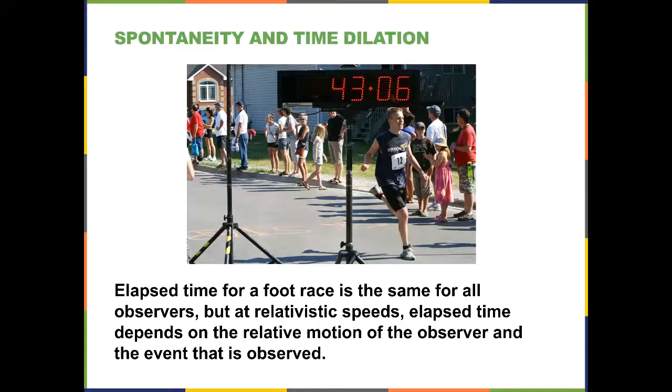So let's first talk about the effect of these postulates on time and simultaneity. When we talk about time and simultaneity, it seems as though the elapsed time for any particular race is the same for all the people who are observing that race. However, at relativistic speeds, elapsed time also depends on the relative motion of the observer and the events that are being observed. And the important aspect of this is everybody in the picture here is in the same frame of reference, but let's suppose there was somebody on the moon that was watching.